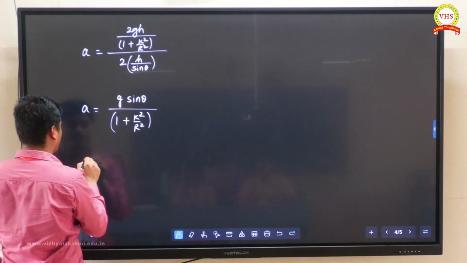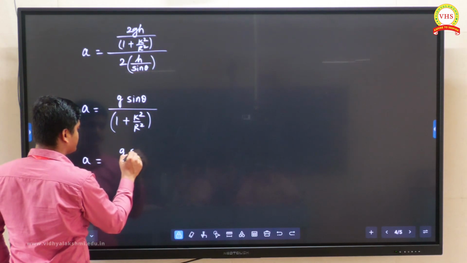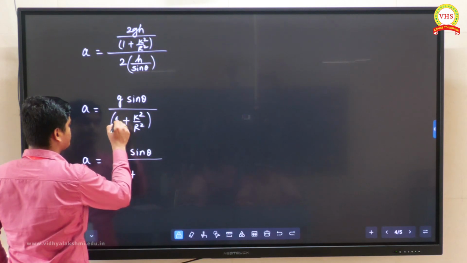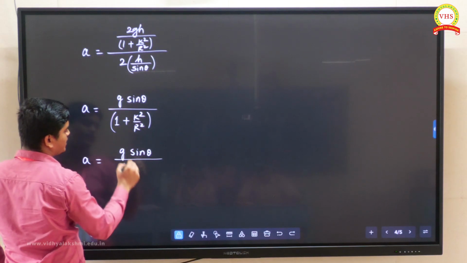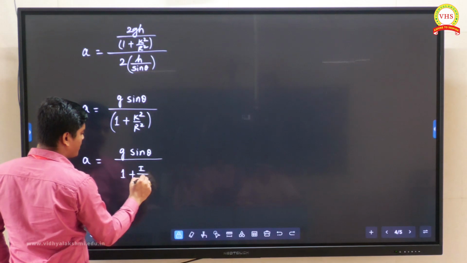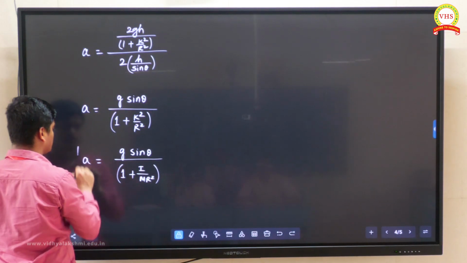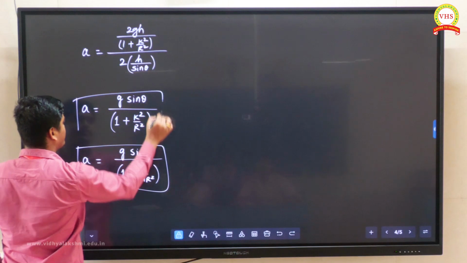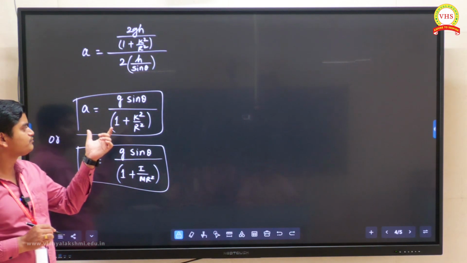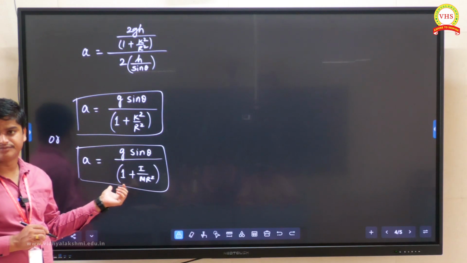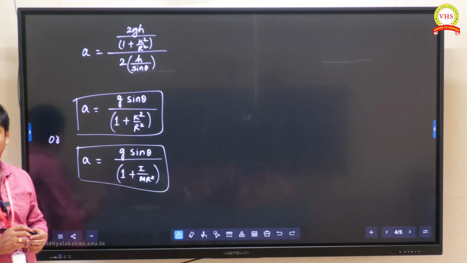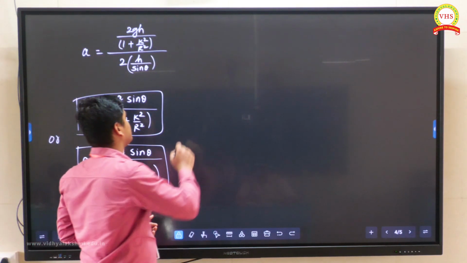Now if you modify this a little, you know this, you can write this as g sine theta divided by 1 plus I by m r square. Here m multiplied, so it will be I by m r square. This also you can write. So remember this acceleration expression: if they give any rolling object, then you can find acceleration and velocity also, right? So this is the acceleration formula. Clear? I hope you are getting the point, right? Yes or no? Okay. So this is about acceleration.